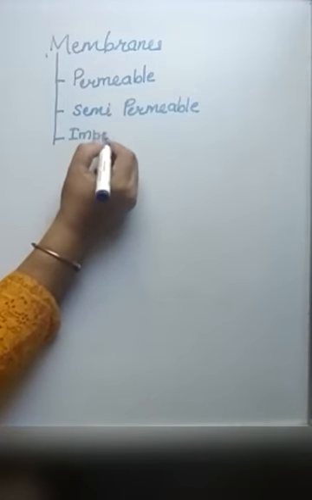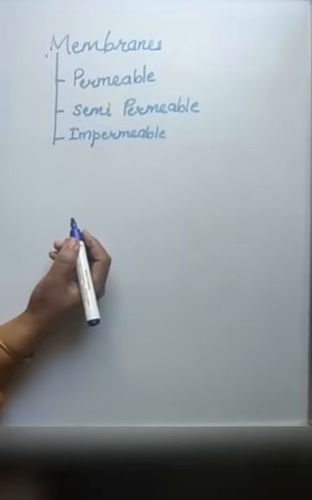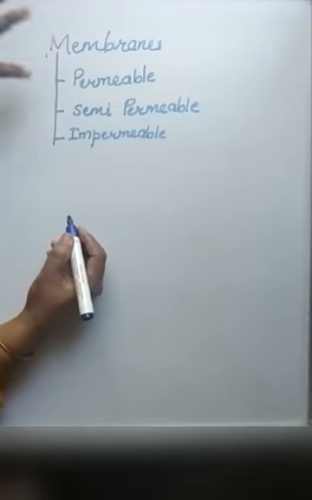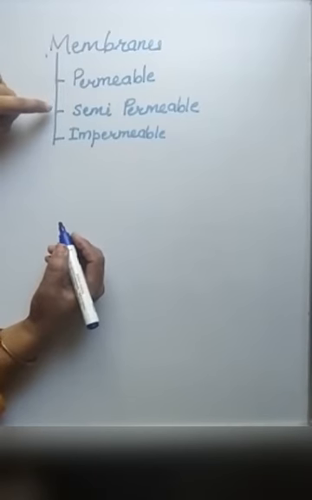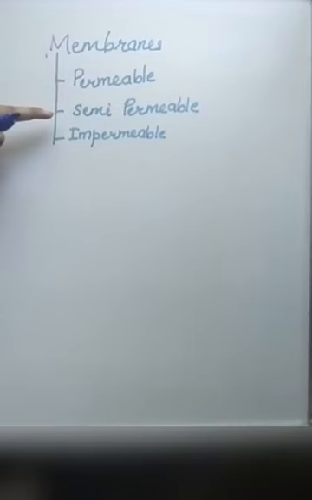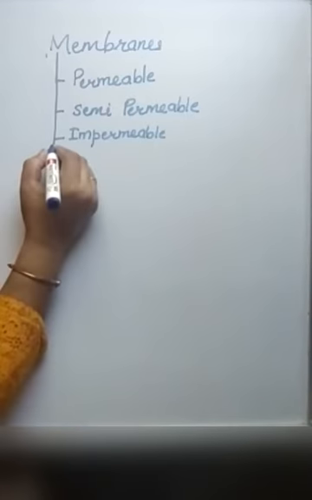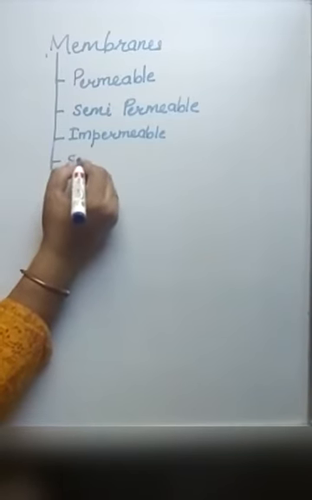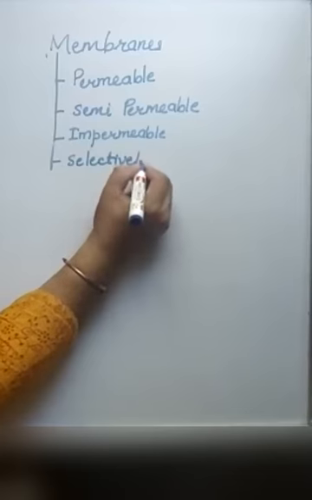Permeable, which allows each and every kind of particle, whether it is solute or solvent, both kinds of particles to move through it. They are called permeable. Semi-permeable, which allows only a solvent particle to move through it. Impermeable, which neither allows solute nor solvent to pass through them. One more term is selectively permeable, which we use in biology for the cell membrane. Selectively permeable.